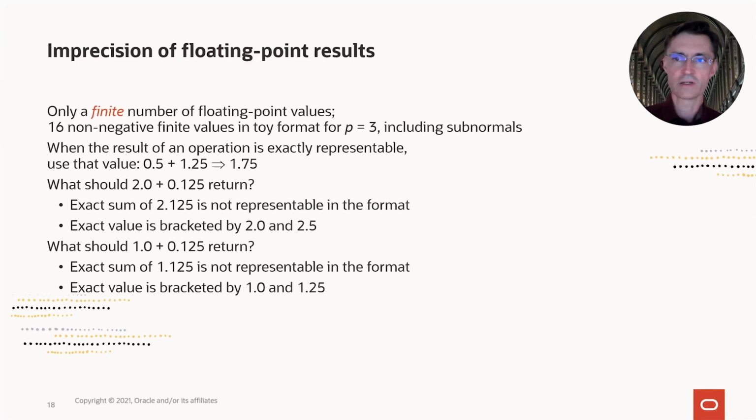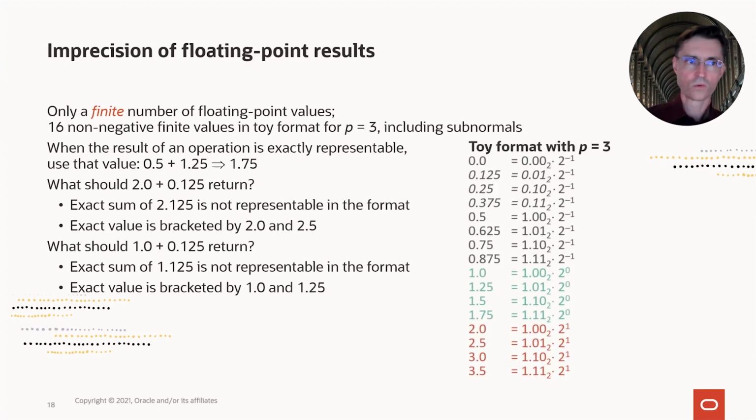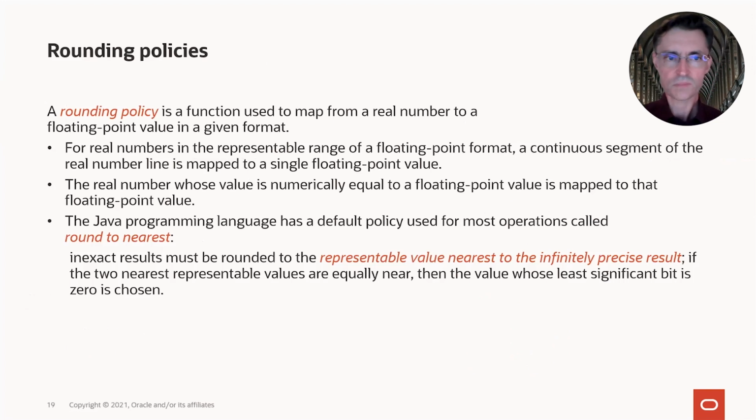But there are many cases where we combine two values in the system and we don't have that exact result defined. So if we want to add 2 1/8 or 1 1/8, we don't have those values defined. So we need some rule to help us when we don't have the exact value already defined. And that rule is called a rounding policy. A rounding policy is a function that maps from a real number to a floating point value in a given format. What it looks like is that there's a continuous segment of the real number line that gets mapped to a single floating point value. A representable number gets mapped to itself.